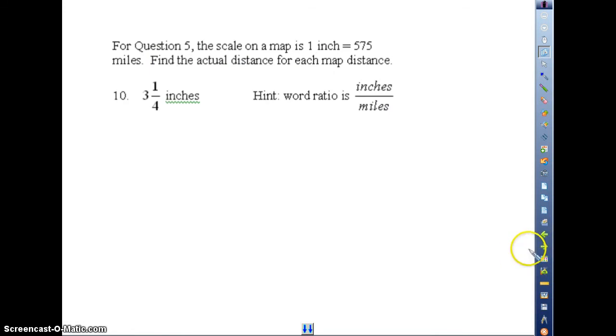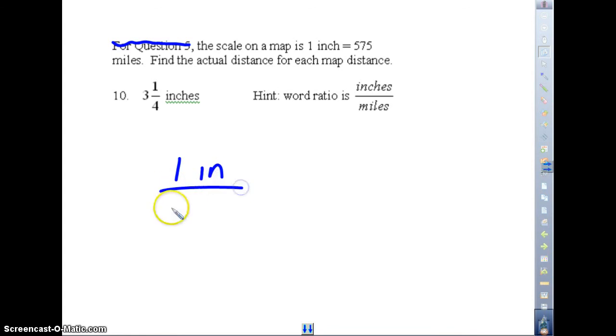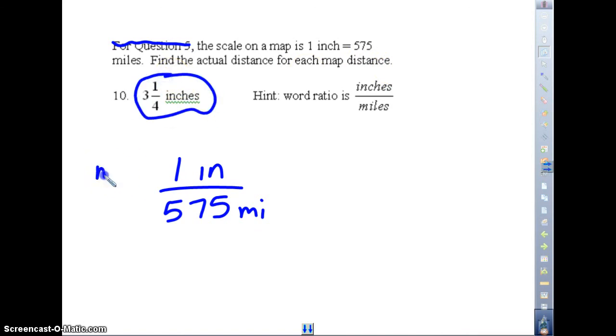Number 10. For question 5, I don't think that has anything to do with anything here. It says a scale on a map is 1 inch is the same as 575 miles. Find the actual distance for each map distance. This is your map distance. This is your map distance. This is your actual distance. Each inch on the map is the same as 575 miles of actual distance, not necessarily driving.